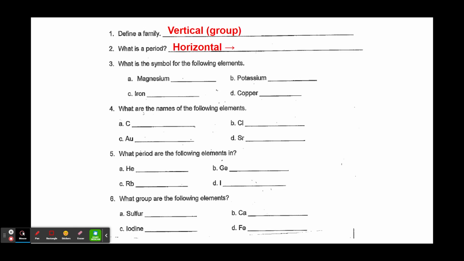Now on to the periodic table. A family, which is also called a group, is going to be vertical, so up and down, and a period is going to be horizontal. So on the periodic table, we have 18 groups or families, and we have 7 horizontal periods. So an easy way to remember this is like at Memorial, we have 7 periods throughout the day. On the periodic table, we also have 7 periods.